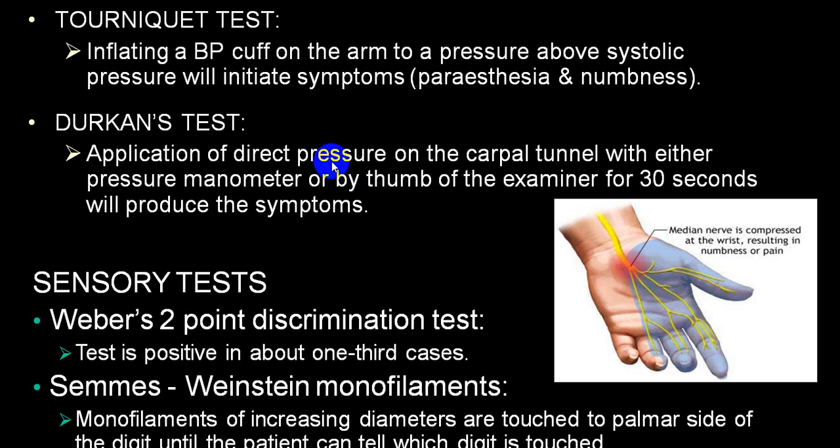That is, you apply direct pressure on the carpal tunnel, with either a pressure manometer or the thumb, for a minimum of 30 seconds, and if it produces symptoms, it is considered positive. And when you do Weber's test for two-point discrimination, it will be positive in one third of the cases. You can also look for monofilament test for touch on the palmar side. That will also be positive in a good number of cases. Particularly the person will have a loss of touch sensation, vibration sensation and two-point discrimination.